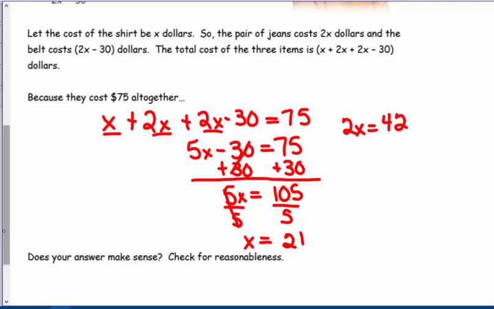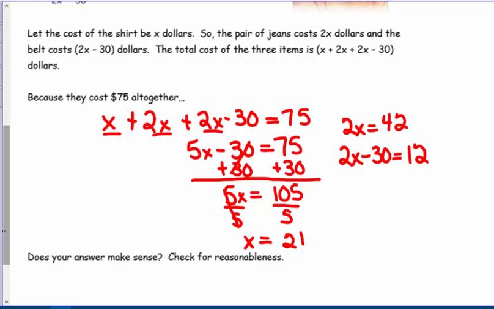And we have to answer what's 2x minus 30. So 42 minus 30 would give us 12. Make sure that you answer the value for each of the items in your algebra. But then when you go to box the problem, sentence, answer box, label, answer the question that's being asked. We don't want to say that the shirt costs $21, the jeans cost $42, and the belt costs $12. That's not what it asks.